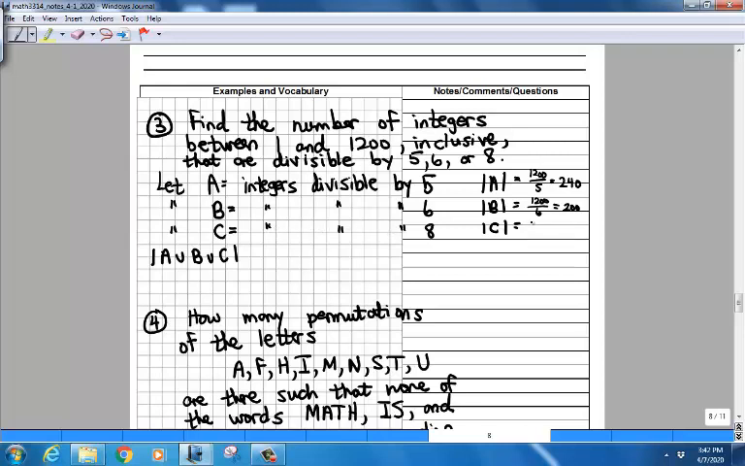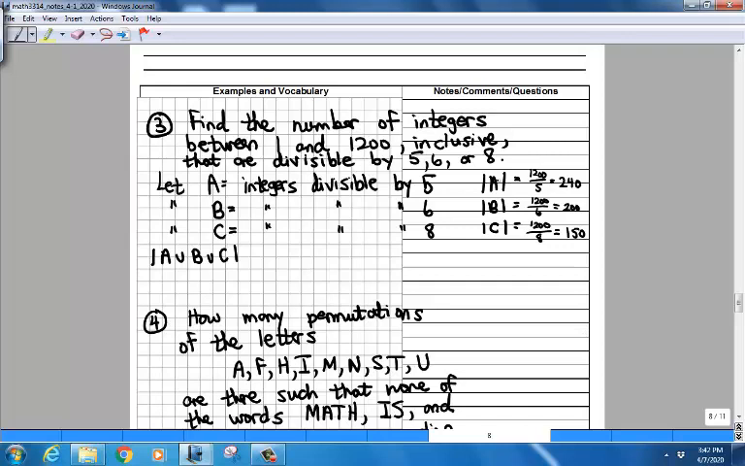Okay, and by the same logic as we used for A and B, we can see that the cardinality of C is going to be 1200 divided by 8, which I think is 150. Yeah, I'm pretty sure that's right.